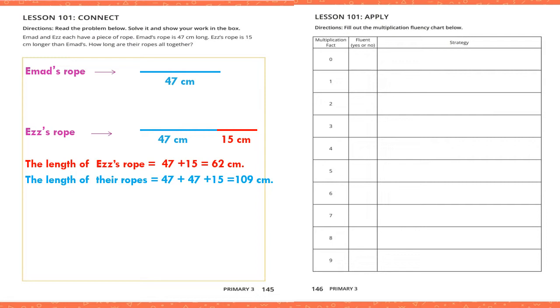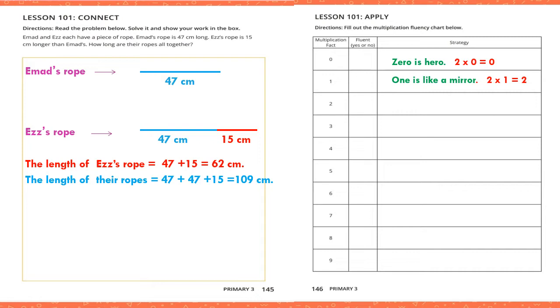Now, let's move to the applying part and revise the multiplication strategies. We always say 0 is here. Why? Because any number multiplied by 0 equals 0. 2 times 0 equals 0. 1 is a mirror, because any number multiplied by 1 equals the same number. Like 2 times 1 equals 2.